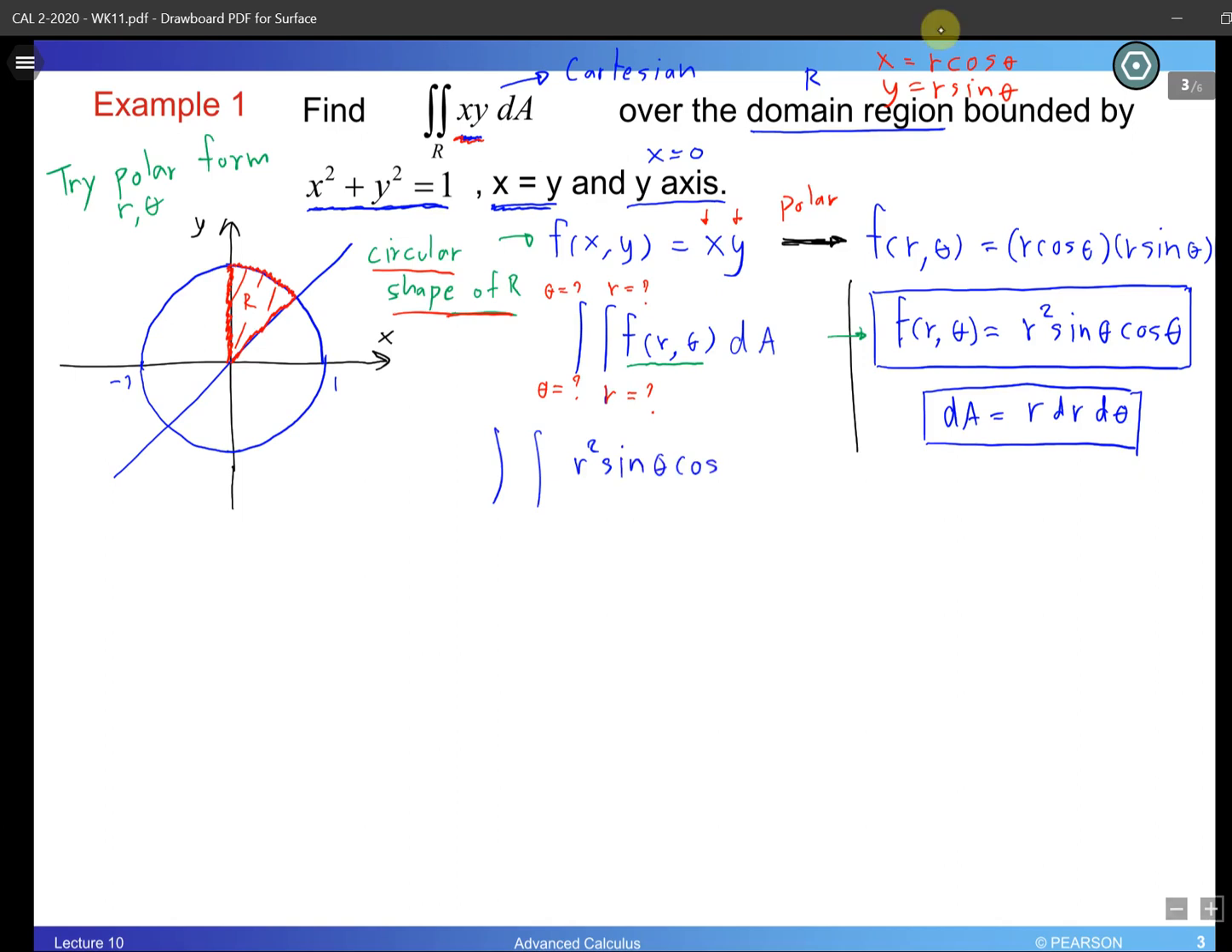I don't like the space. I'm sorry about that. Let me work on this again right here, equal to the double integral of the function r squared sine theta cosine theta. And dA right here is going to be equal to r dr d theta. So you can make a note that this one is a function of r and theta, and this one is dA. Now for the boundaries, let's take a look here.